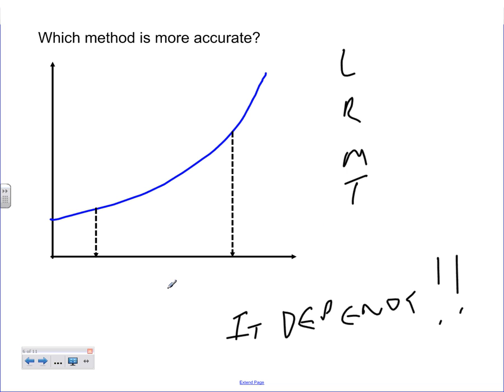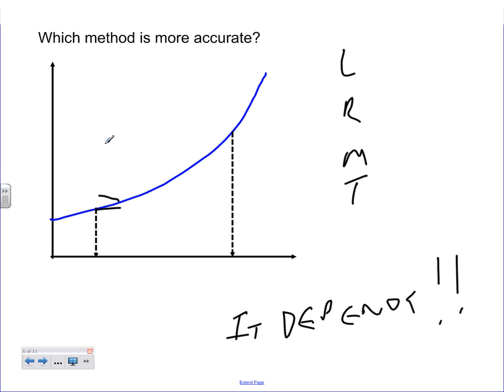It depends largely on the shape of the curve. If I have a curve that is concave up, and I use my left endpoints, I get an underestimate. If I do my right endpoints, I get an overestimate. If I do my midpoints, I get probably a little closer to accurate. And if I do a trapezoid, I might be the closest in this case.